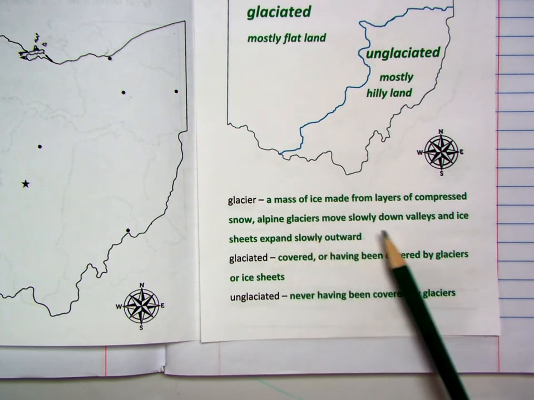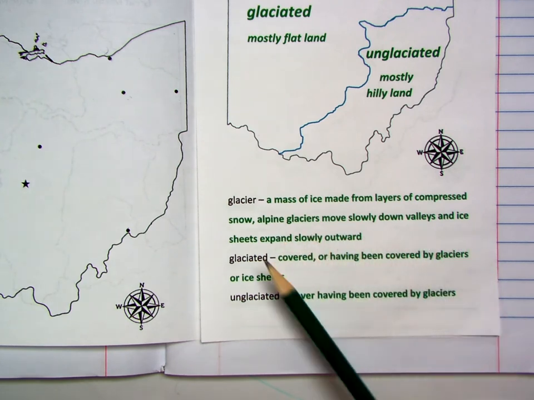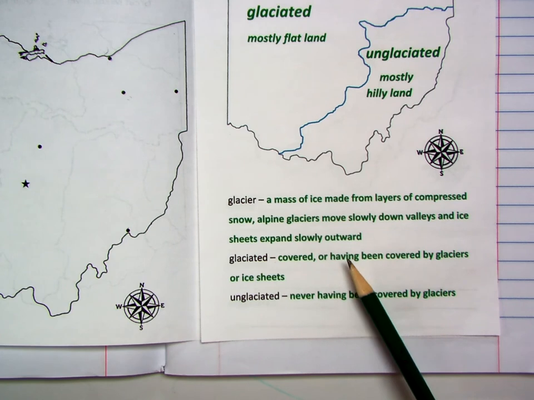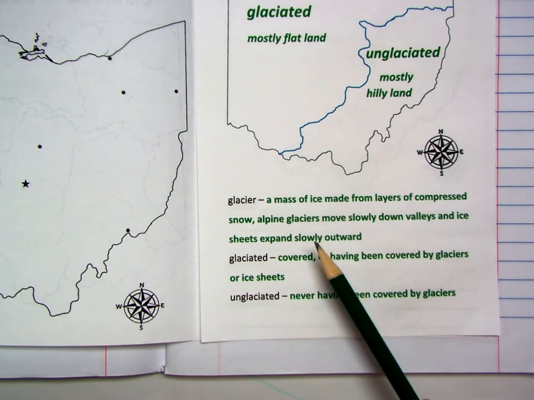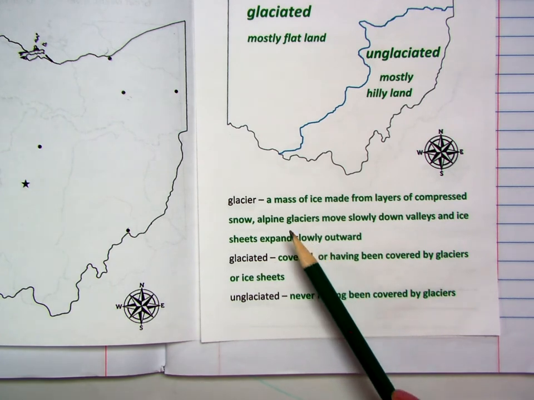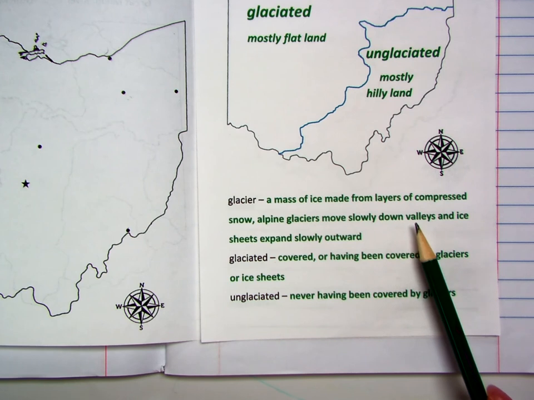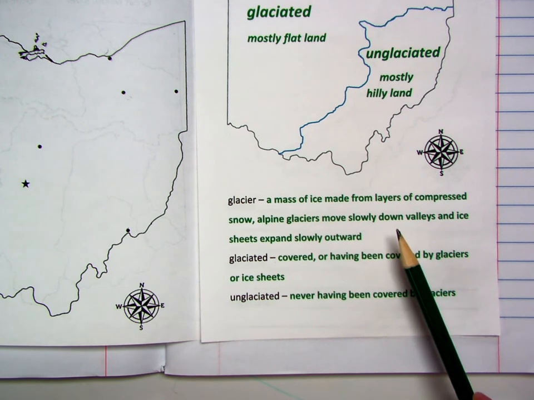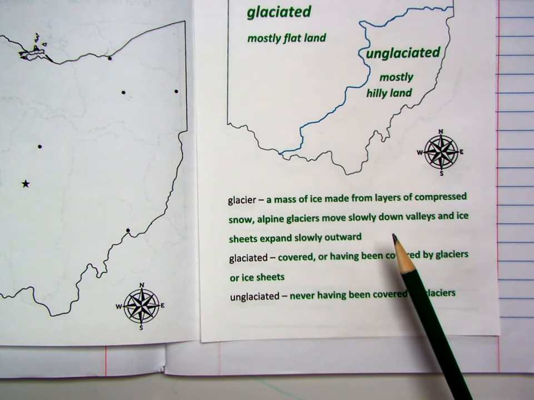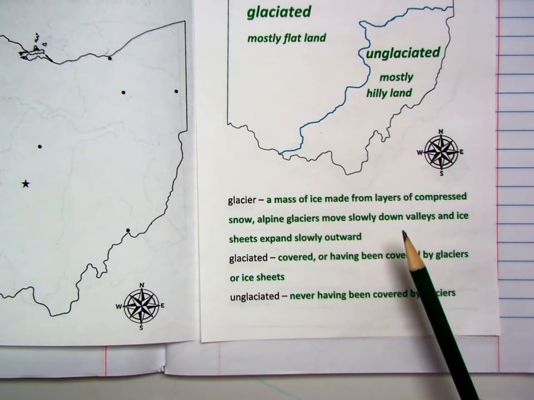Alpine glaciers move slowly down valleys, and ice sheets expand slowly outward. So if you see a picture of a glacier and there's hills or mountains on either side of it, that is an alpine glacier. That means that glacier is moving slowly downhill through the valley, and it is moving downhill because of gravity. Glaciers are so heavy from all the compressed ice that they weigh many, many tons, and they're so heavy that they slide downhill. That's what causes glaciers to move.